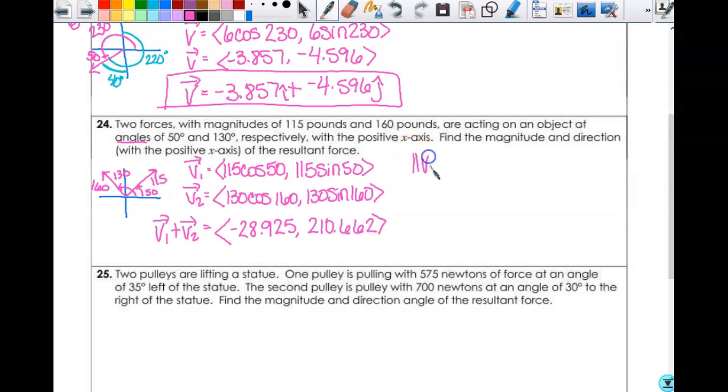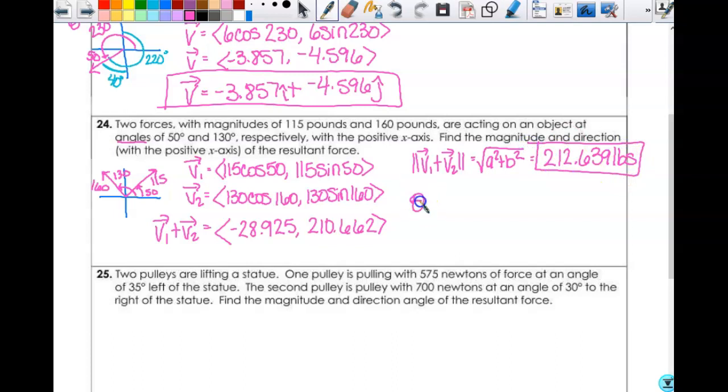I now need the magnitude of that resultant vector. So that's the square root of a squared plus b squared, so this squared plus this squared, but I don't type the decimals back in, and that gives me 212.639 pounds.